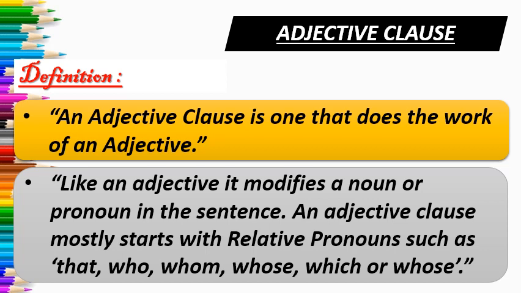Who and whom are used to refer to persons, which refers to things and small animals. That refers to both things and animals, and sometimes to persons as well. Relative clauses also begin with relative adverbs when, where, and why in place of relative pronouns.